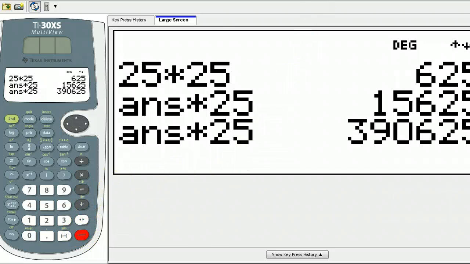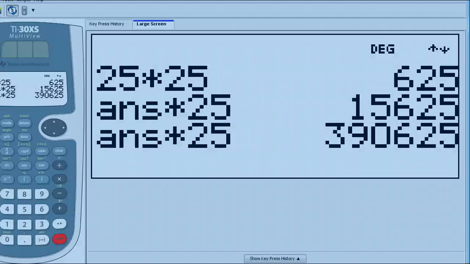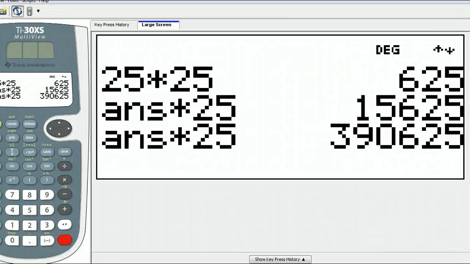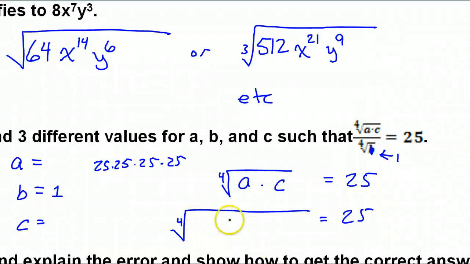This is what you would get if you did 25 times 25, 4 times: 390,625. So that's the value of what has to be under this radical. In terms of what A and C have to be, they have to be anything that you could multiply together to get this big number.